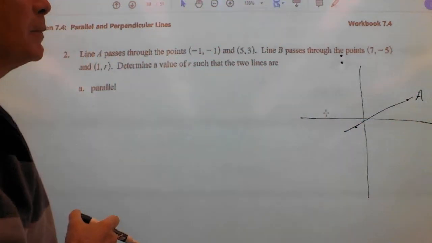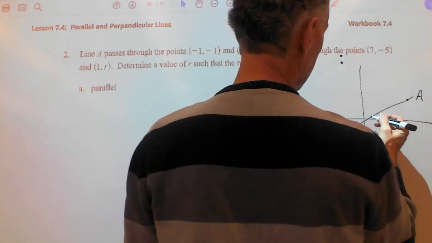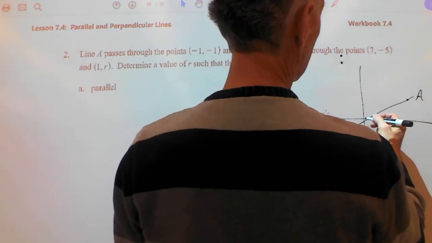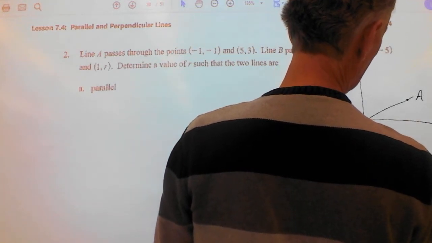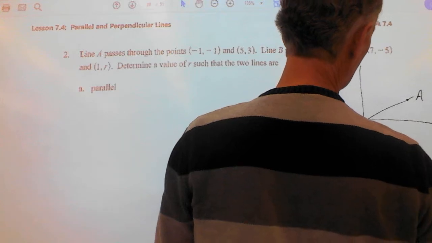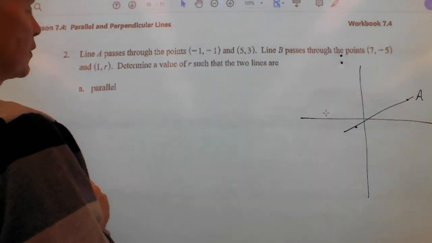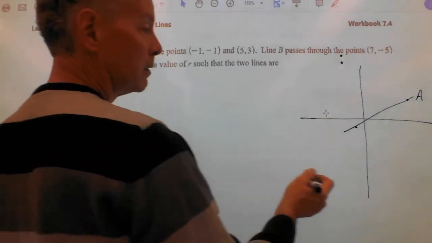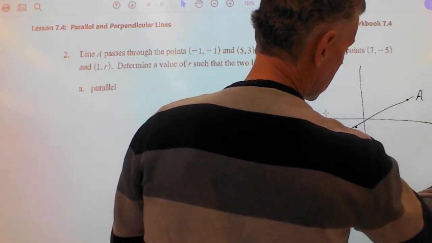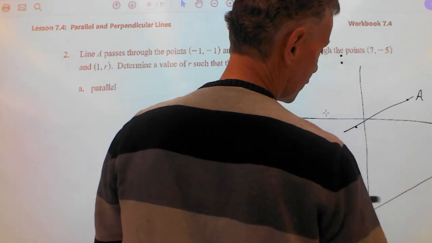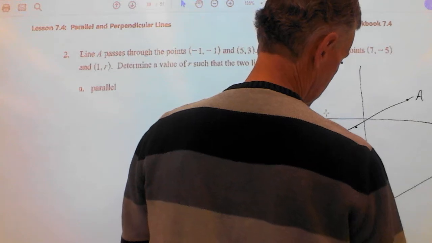It says line B passes through the points (7, -5). So again, that one was 5, so we'll say this one is 7, and -5 is down here somewhere. Okay? Determine a value of r such that the two lines are parallel. So, I'm just going to extend this. If they're parallel, you know that line B is going to look something like this. Okay, so there's line B.